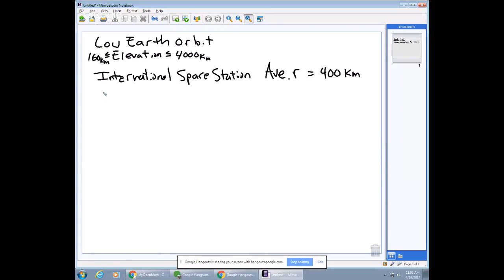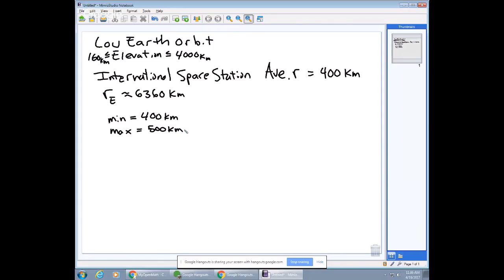The Earth has a radius of approximately 6,360 kilometers. So let's suppose that there's a little deviation. We know orbiting bodies orbit not in a circular, but in an elliptical pattern. So let's say that for the International Space Station, there's a minimum elevation of, let's go with 400 kilometers, and a maximum elevation of 500 kilometers.